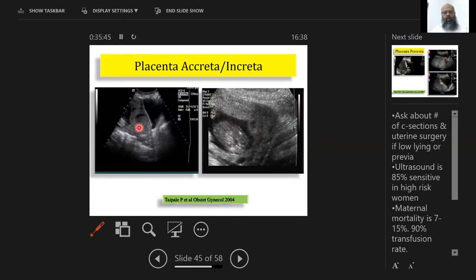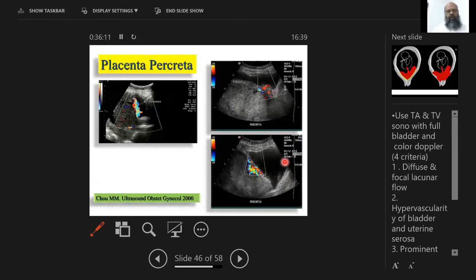We can ask about C-section history or any uterine surgery, because once we are scanning, if we miss it, it can be very dangerous. Ultrasound is about 80% sensitive in high-risk women. Maternal mortality is 7 to 15%, and in 90% of cases we need transfusion, because there will be bleeding if it is increta or percreta. This is placenta percreta. The placenta has, here you can see, invaded the myometrium. This is the urinary bladder. It has gone into the urinary bladder, and we can see the flow.